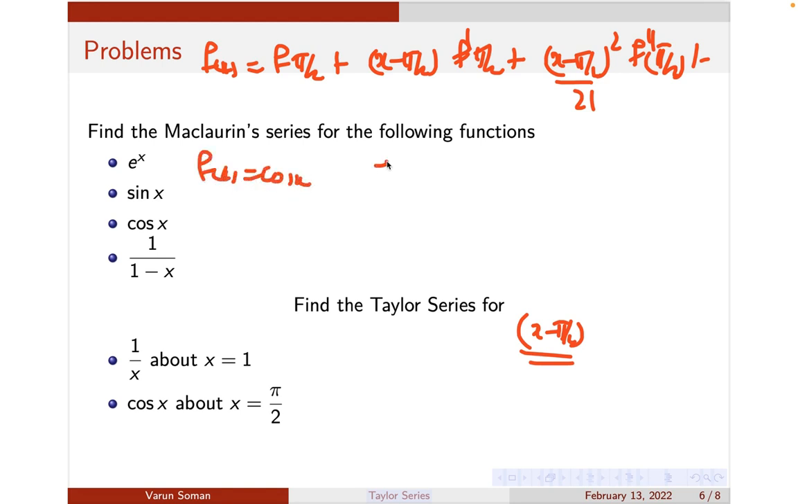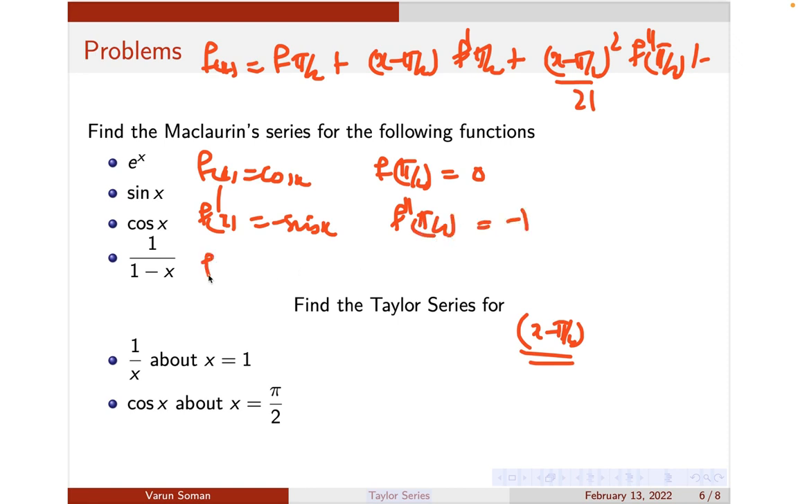Okay, so what is your f of pi by 2? f of pi by 2 is cos pi by 2, which is again 0. And what is your f dash of x? f dash of x is minus sin x. And what is f dash of pi by 2? f dash of pi by 2 is minus sin pi by 2, which is minus 1.